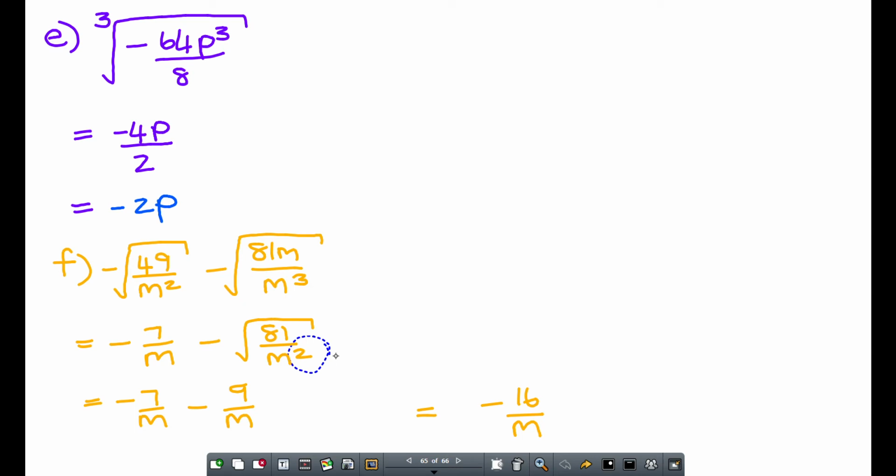Where did this one come from? Oh, over here. It was square root of m to the power of 2, and the root and the power of 2 cancel each other out. Yeah. This one. Did you go directly to that? Yeah, it's fine. Okay. Any other questions?